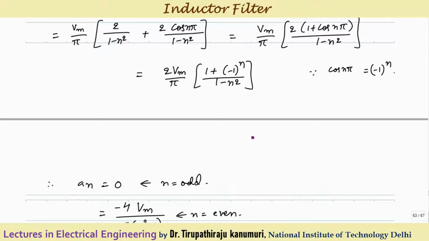Now calculating the value of this, this is nothing but an. This an will be equal to 0 when n is odd.